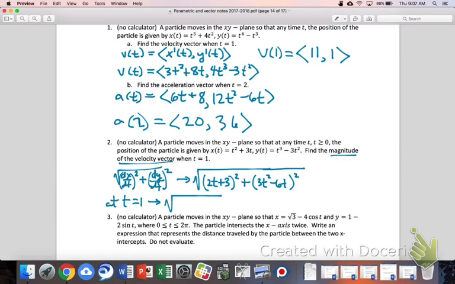Let's see here. 2 plus 3 is 5. Squared is 25. 3 minus 6, negative 3 squared is 9. Did you guys come up with the square root of 34? Okay, so that would be the magnitude of the velocity vector, aka the speed of this particular particle when t equals 1. All right, this is a good start.